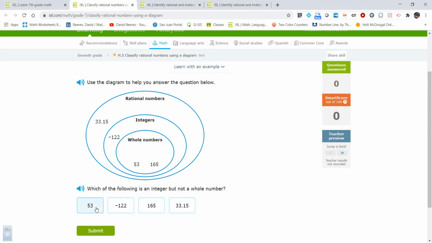All right, so 53 is a whole number, 165 is a whole number, 33.15 would not be a whole number because it has a decimal. So therefore 33.15 is neither an integer nor a whole number. Negative 122, remember integers are whole numbers and their opposites. So negative 122, because if you took the negative away it would be a whole number, but with the negative it makes it an integer, but not a whole number.